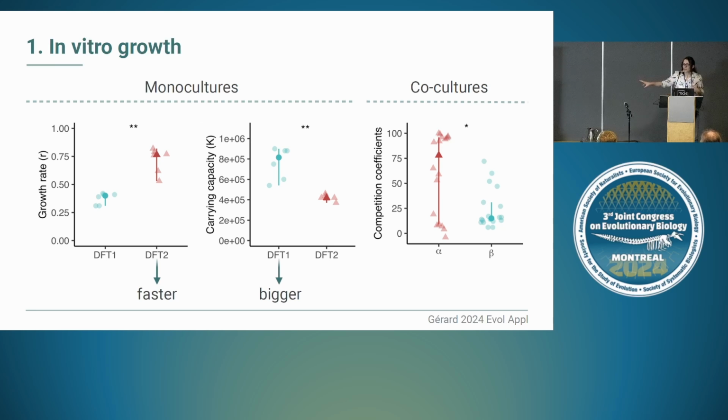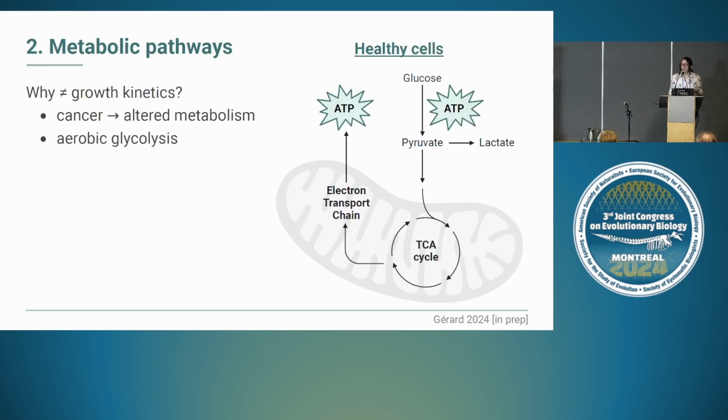But in red, you can see alpha, which is the parameter characterizing the competitive effect of DFT2 on DFT1. And then in blue, you can see the competitive effect of DFT1 on DFT2. And obviously, the red dot is higher up, and it's a significant difference between both, indicating that DFT2 is a better competitor. All right, so what might be driving this competition?